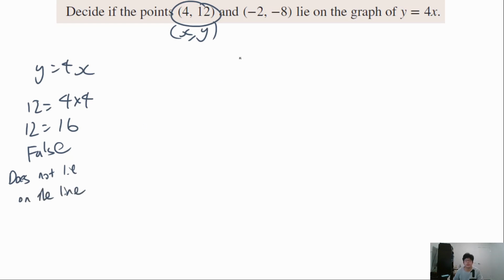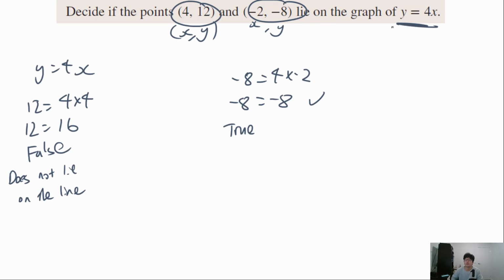And (-2, -8), let's try substituting that one in. Remember, that's the x and that's the y. That means y is -8 and x equals -2, so it'll be 4 times -2. If you work that out, there's nothing we can do to the -8. 4 times -2 is in fact -8, so that one is true. So this point here does lie on the graph y equals 4x.